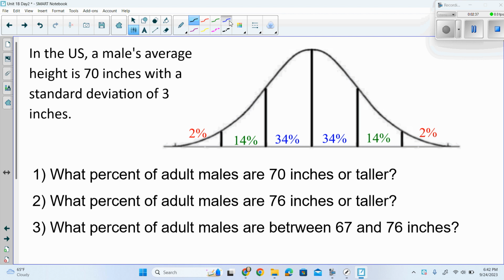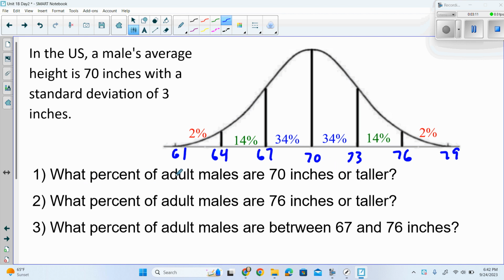In the US, a male's average height is 70 inches with a standard deviation of 3. So we'll go right to the middle, and then we're going to add 3 to get 73, add 3 to get 76, add 3 to get 79, and continue going down symmetrically to 61 inches. These distances need to be the same. Notice that the percents are different, but that's a different measure. It's measuring how much of the data, while this is measuring a specific, in this case, height.